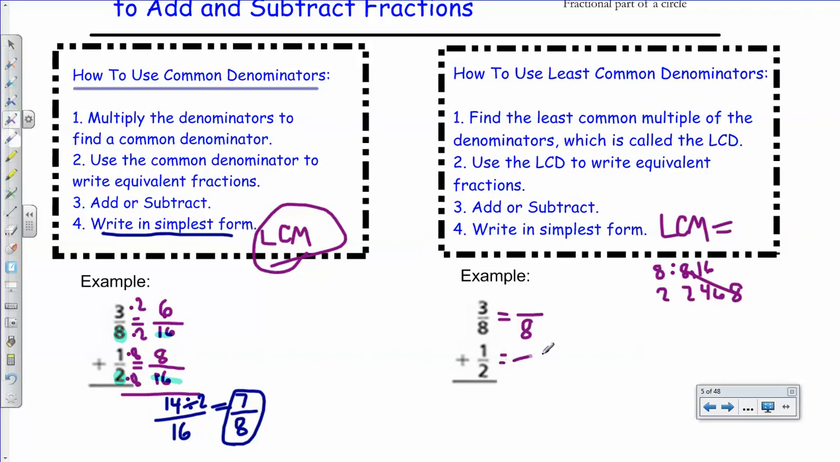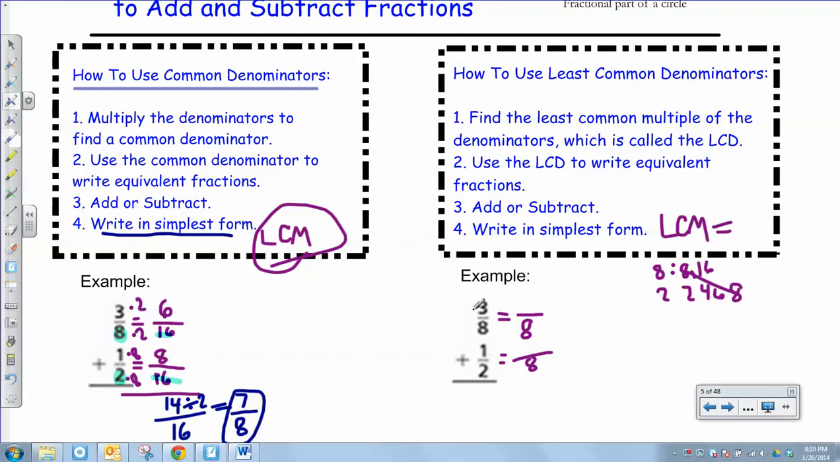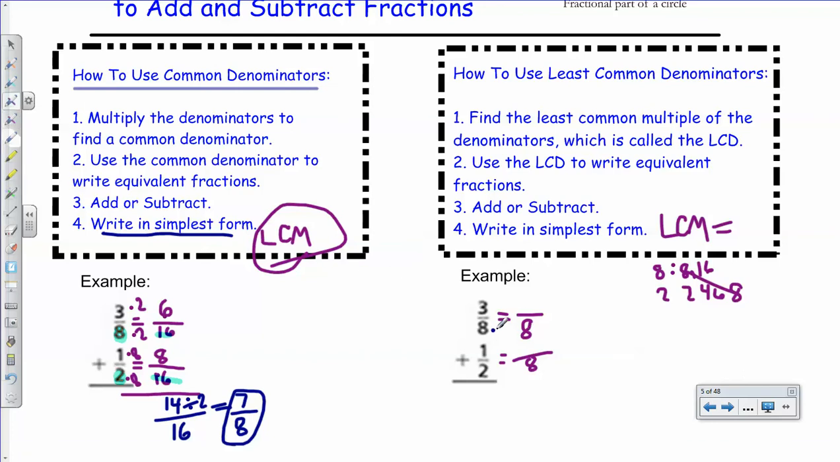It's the same process we just did. How did I get from 8 to 8? Well, I didn't change anything, right? So it's like I'm multiplying by 1, so it stays a 3. How did I get from 2 to 8? Multiplied by 4, so I need to multiply the top by 4. You get 7. I'm sorry. Mrs. Hook is brain dead. I get 4. Now when I add my numerators together, I get 7/8.